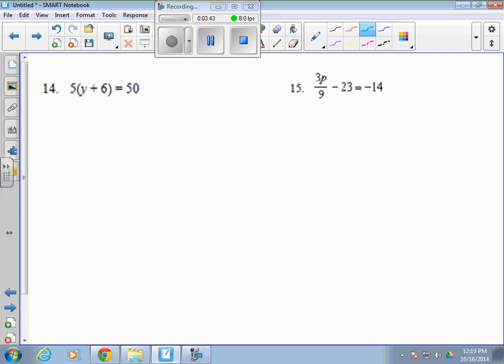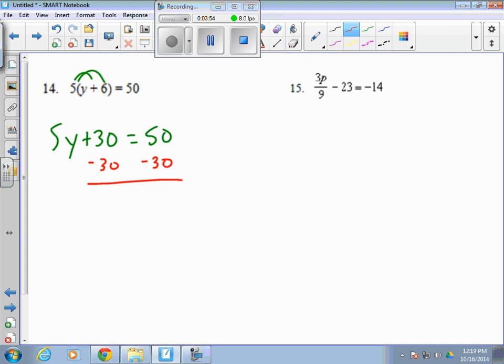14, you have to simplify this side. You have to distribute. 5 times y is 5y. 5 times 6 is plus 30. Equals 50. Undo plus 30 by subtracting it. Do the same on the other side. 5y equals 20. Undo 5 times something by dividing by 5. Y is 4.